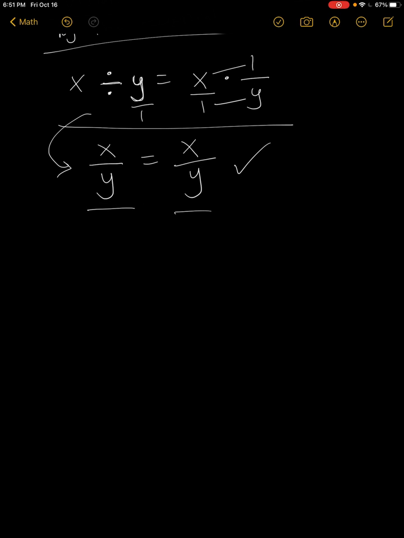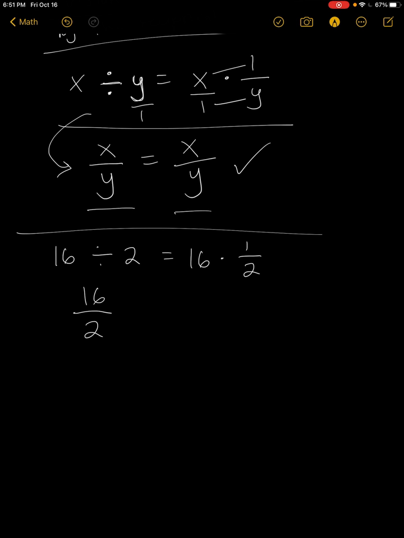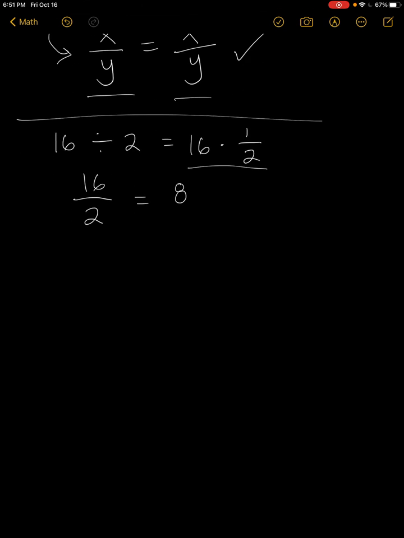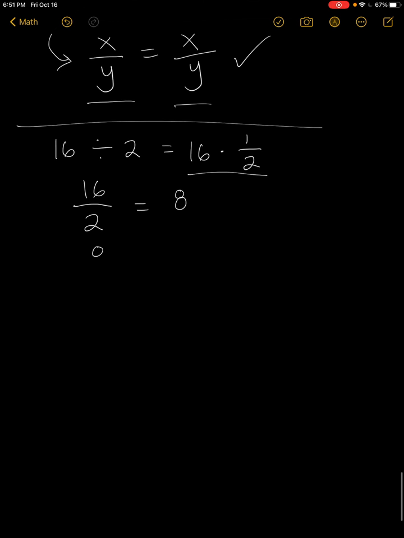Right, let's try this with numbers. So maybe I have 16 divided by 2 is equal to 16 times 1 over 2. Okay, I'm going to write 16 divided by 2 as a fraction. If you plug 16 times 1/2 into a calculator, you should get 8. Okay, so you'd plug that in. You get 8. 16 divided by 2, what is that? That's just 8.